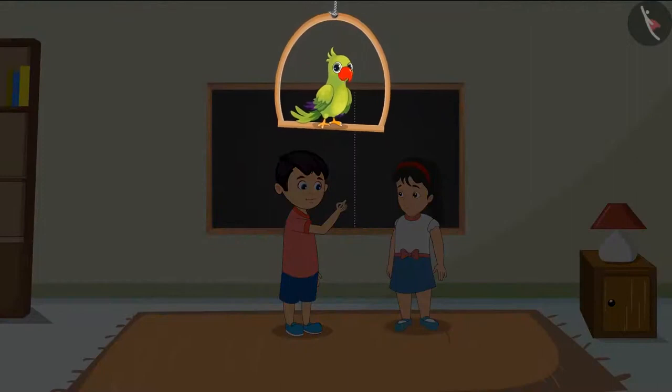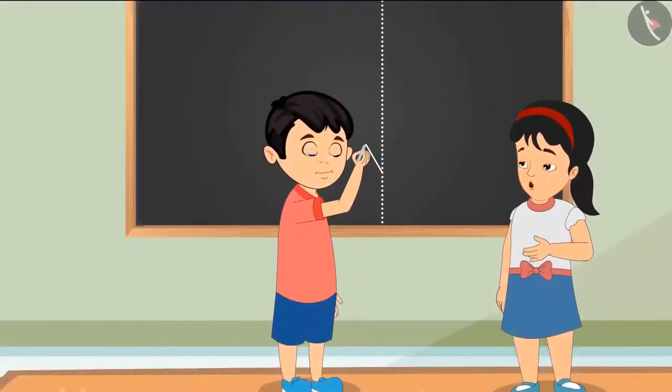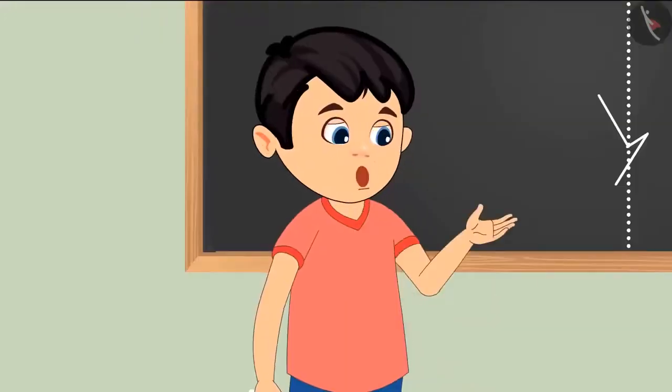Today, Chotu and Pinky's mother has brought a new blackboard for them. They are both making something with chalk on the blackboard. And Pinky said to Chotu, Chotu, you can't make anything here. This is my space. No, Pinky, you have plenty of space. I will make it here.